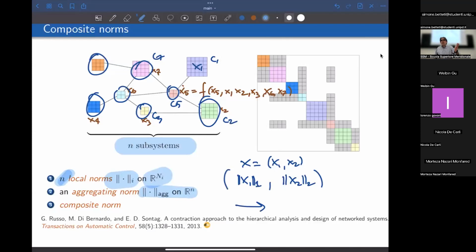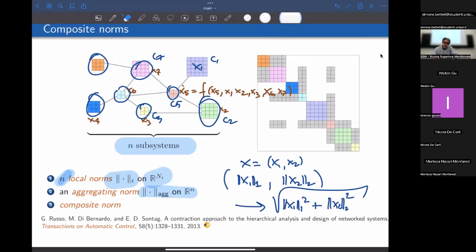Maybe the aggregating norm could be the one norm. But the one norm of n numbers is the sum of the absolute values of n numbers. But if each of the numbers is a norm itself, it cannot be negative. So then the aggregation is just the sum of the norms. But that's not the only way I could do it. I could use the two norm, which is to say, I could say, okay, take norm of x1 squared plus norm of x2 squared, square root. I can aggregate the norms in many ways. It doesn't matter. I can aggregate them, even in hybrid ways.